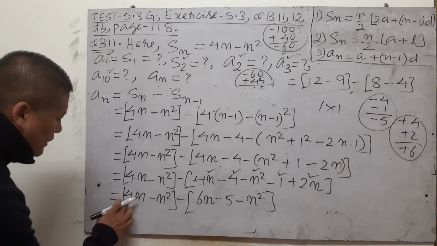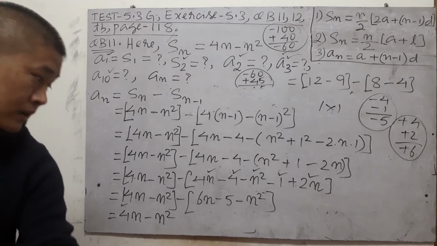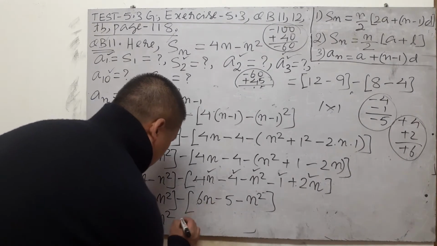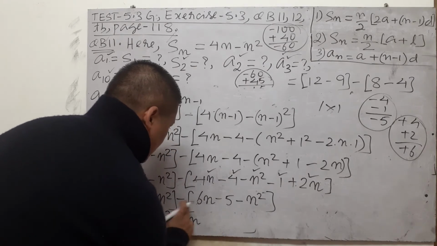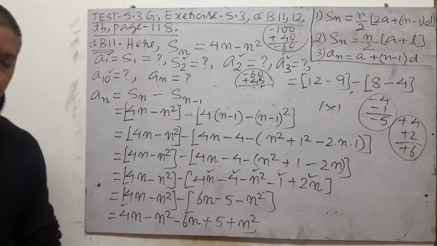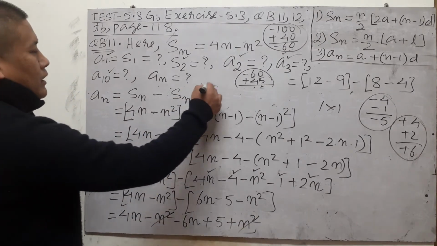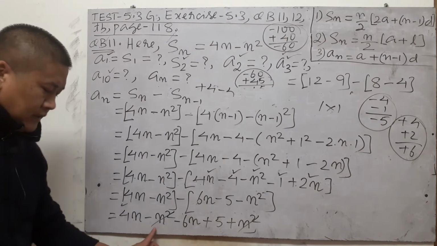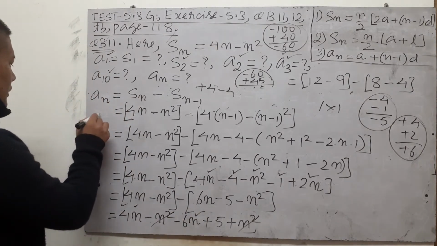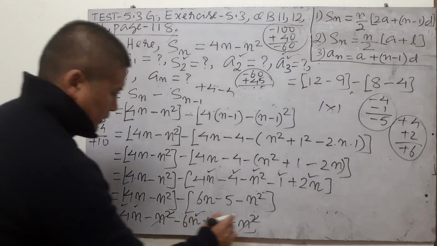Then we can now open this bracket. Plus into plus is plus 4n. Plus into minus is minus n square. Then we can remove this bracket also by multiplying the outside to the inside three terms again. Minus into plus is minus 6n. Minus into minus is plus 5. Minus into minus is plus n square. Having done that, now you can see here minus n square and plus n square will make 0. Just like plus 4 minus 4 is 0, so plus n square minus n square is 0. So this is gone. Then plus 4n, minus 6n.